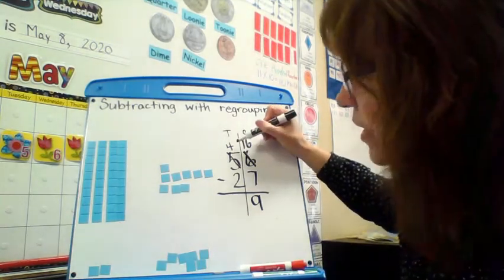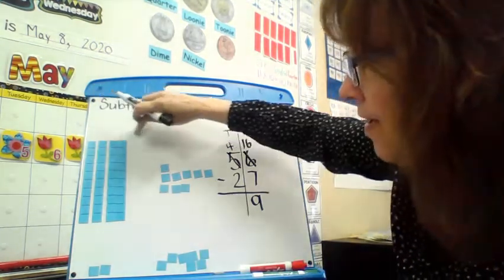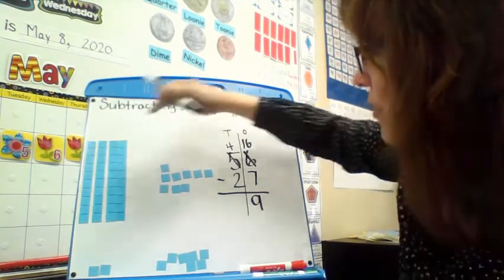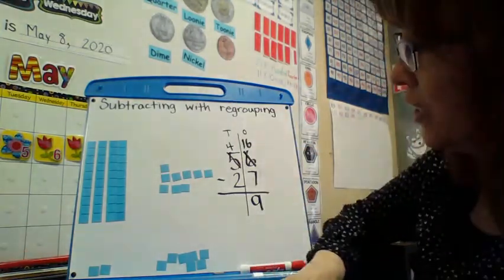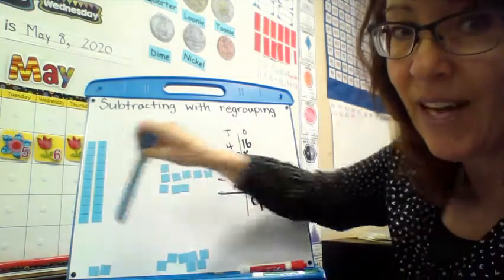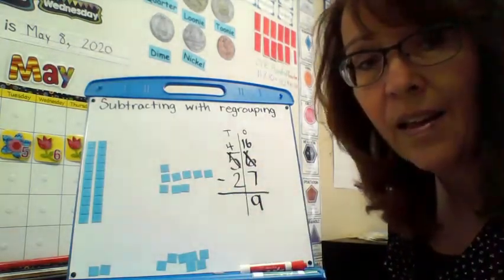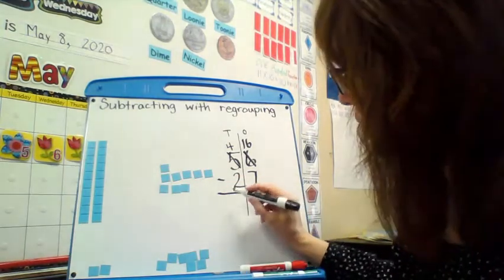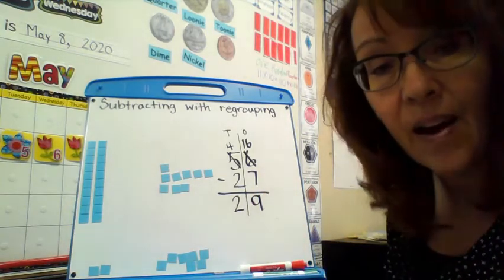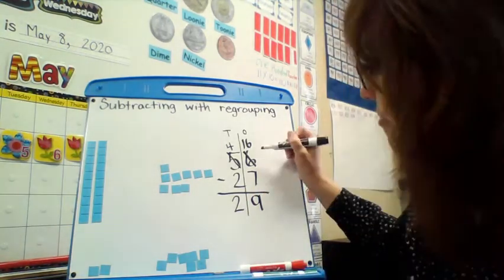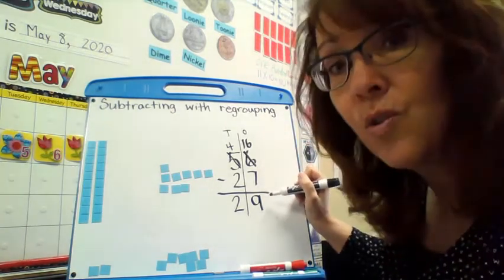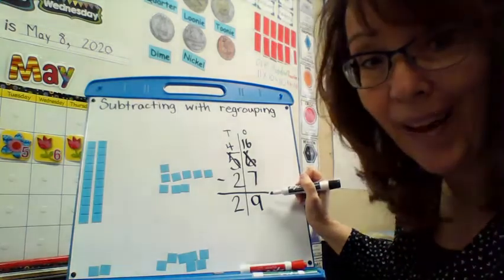Now, I've already shown that I don't have 5 groups of 10 anymore. I only have 4 groups of 10 here. So I have 4 groups of 10, and I'm going to take away 2 groups of 10. 4 groups of 10, take away 2 groups of 10, leaves me with 2 groups of 10. So my 2 groups of 10 go here. 2 groups of 10. And now I have my answer, 29. 56 take away 27 equals 29. Pretty cool, eh?